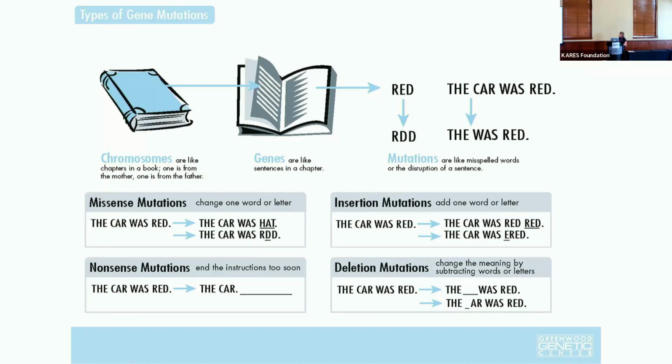Then if you have an insertion, if you add a word or a letter, again, you add red, so the car was red, red, or the car was red. Again, that changes the meaning of the sentence and it doesn't convey the correct meaning anymore. And then similarly with a deletion, the car was red. Then if you delete car, you just have the was red, or the car was read. And again, that changes the meaning. So these are the types of changes that we can see in the genetic material.